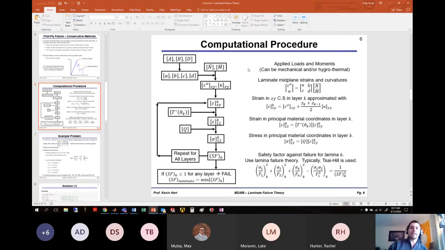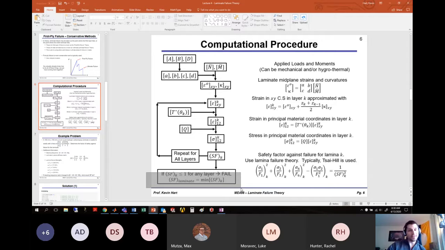So calculate the safety factor in layer K, and then repeat that process, the strain and stresses and safety factors in each layer, over and over for every single layer. In the end, you'll have a safety factor for every single layer. And if any one of those safety factors is less than 1, you would predict failure. If none of the safety factors are less than 1, then the safety factor for the laminate as a whole is the smallest of all of the safety factors that you have calculated. So that's the process.